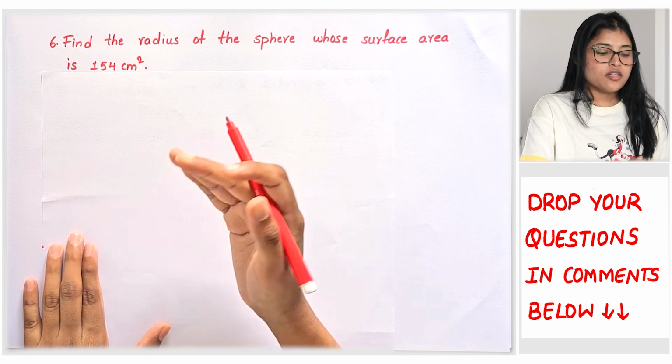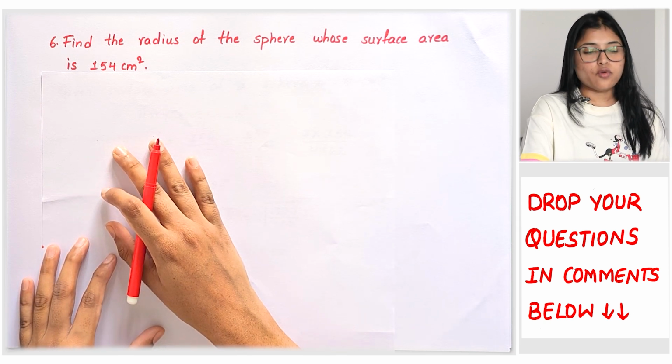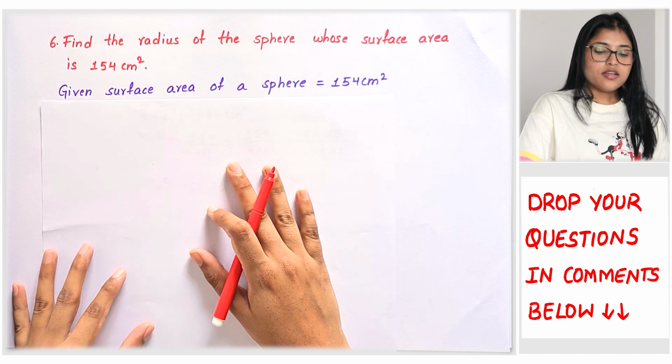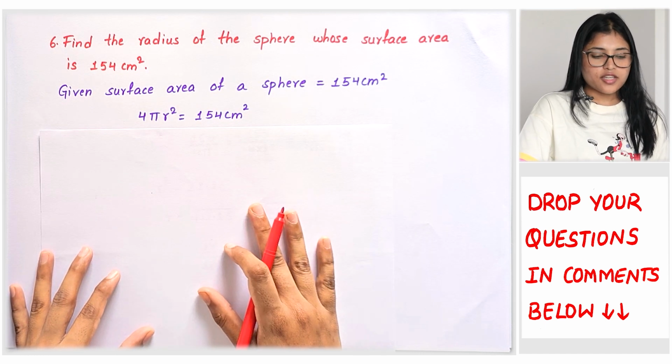In the sixth question, we are asked to find the radius of a sphere whose surface area is 154 centimeter square. We are given the surface area, which is 4 pi r square equals 154 centimeter square.